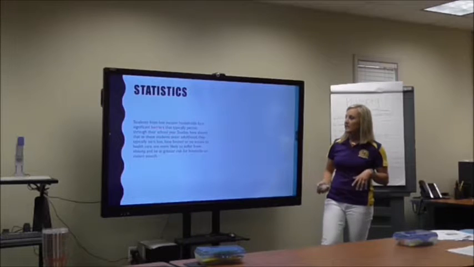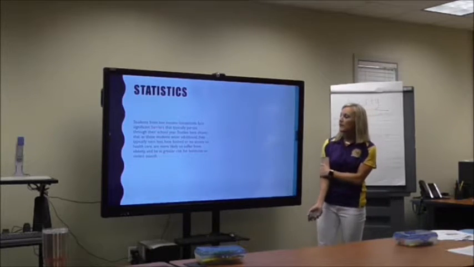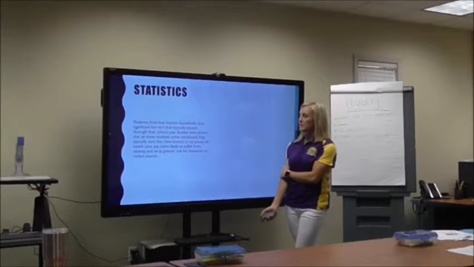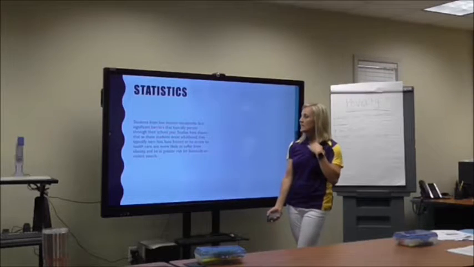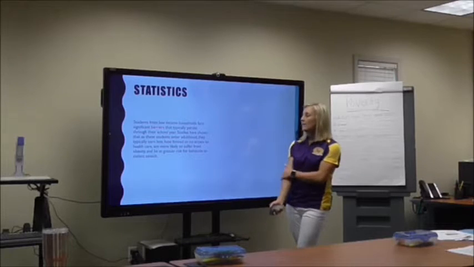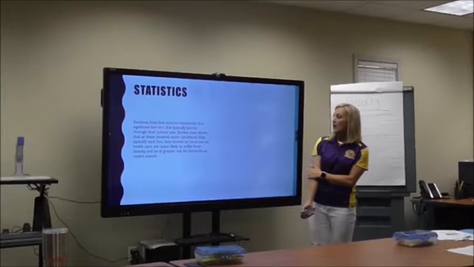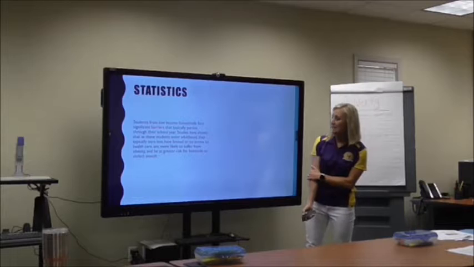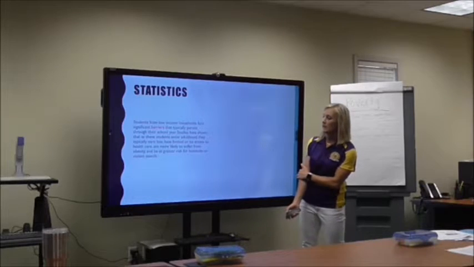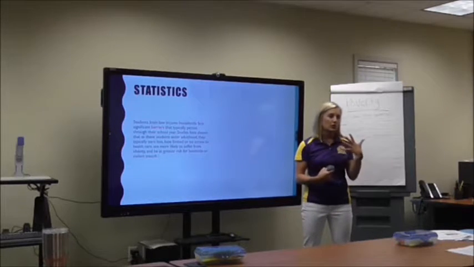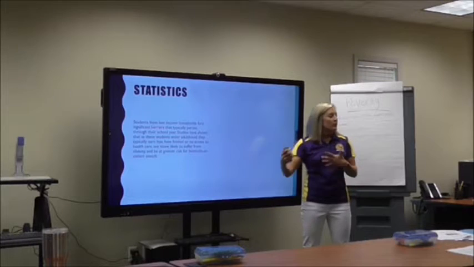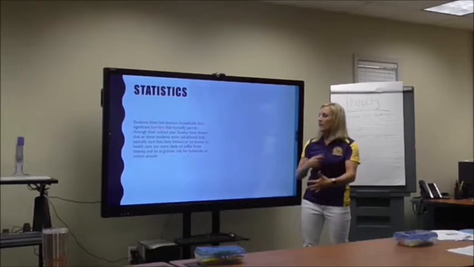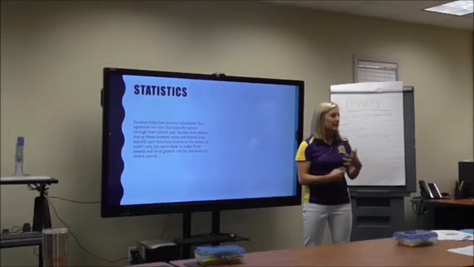These are just some more statistics. Students from low-income households face significant barriers that typically persist through their school years. Studies have shown that as these students enter adulthood, they typically earn less, have limited or no access to health care, and are more likely to suffer from obesity and be at greater risk for homicide or violent assault. So again, this goes back into that generational poverty. This is what they know. It's just a vicious cycle. They don't know how to get out of it, and this is what creates these barriers.